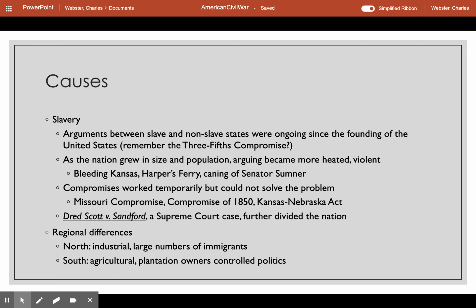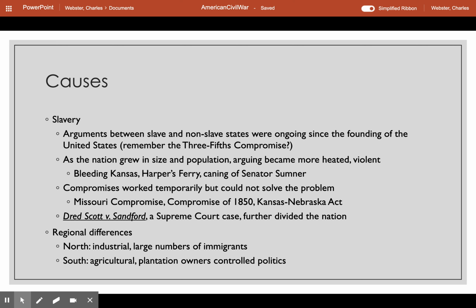So the government tried to pass compromises that would please slave states and non-slave states. They thought these compromises would solve the problem, but we know they only solved it for a little bit, and then the argument would begin again. So compromise only took us so far. Some of the well-known compromises were the Missouri Compromise from back in 1819, 1820.